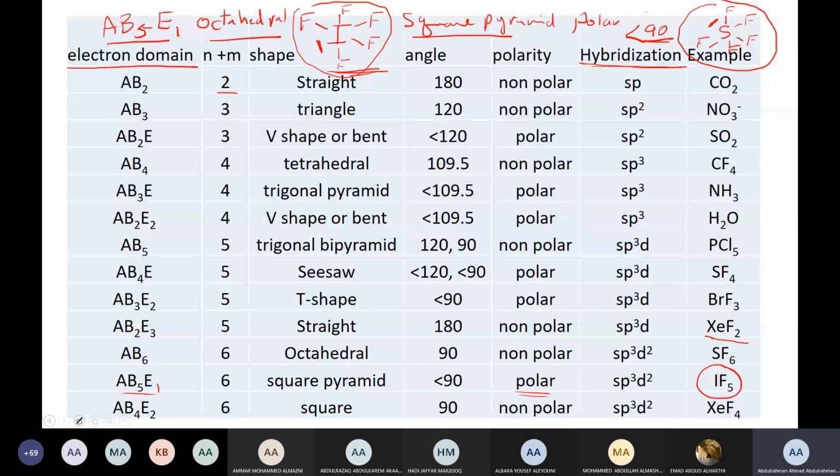You should calculate n plus m. So you write the electron domain and calculate n plus m. If it's 2, automatically it will be sp. If it's 3, it will be sp2. If it's 4, what is it going to be? sp3. If it's 5, it will be sp3d. And if it's 6, it will be sp3d2. You should know this relation automatically.